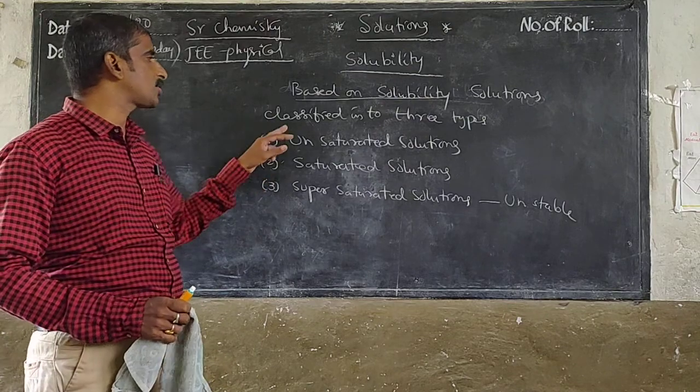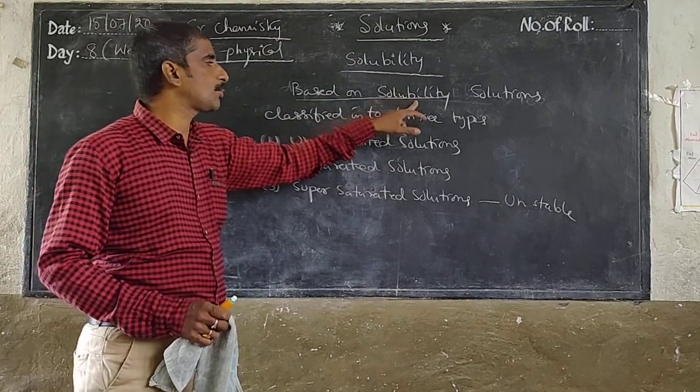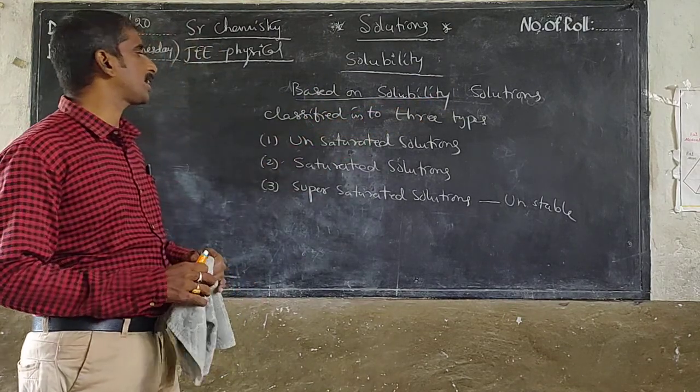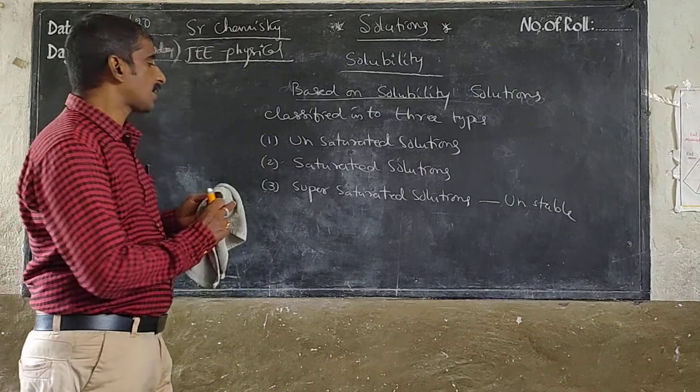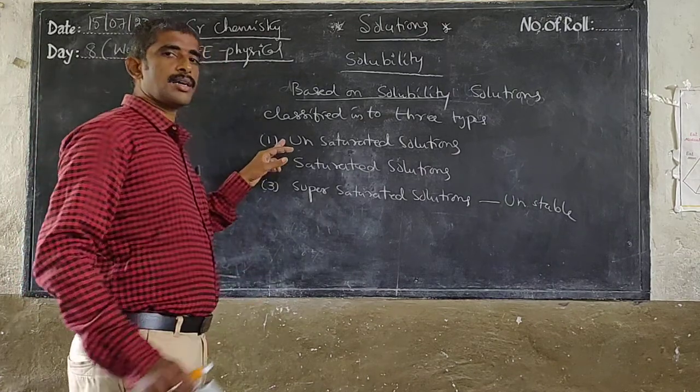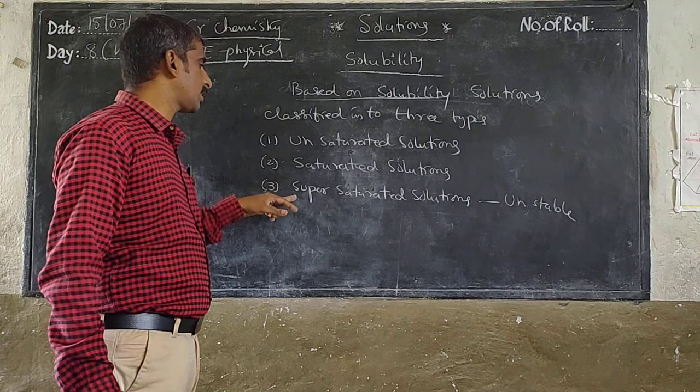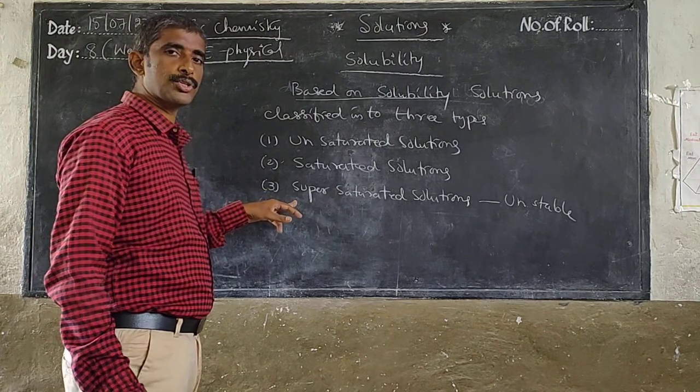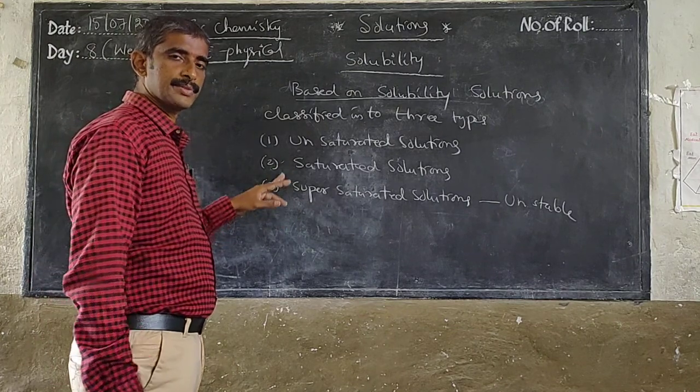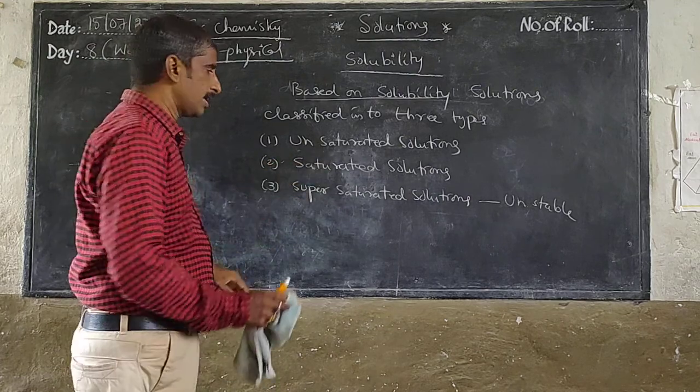These depend on which property? Based on solubility, solutions can be classified into three types: unsaturated, saturated and supersaturated solutions. Write all points.